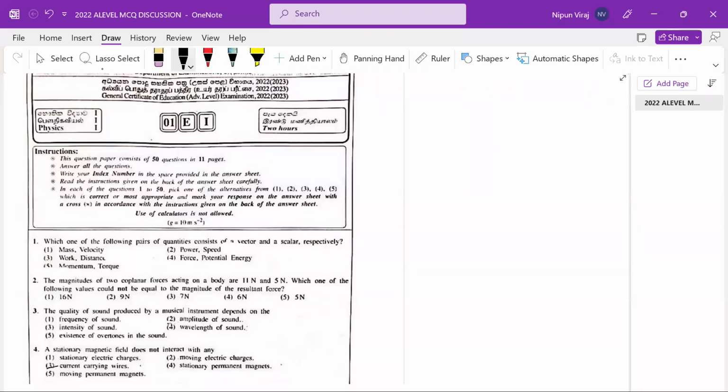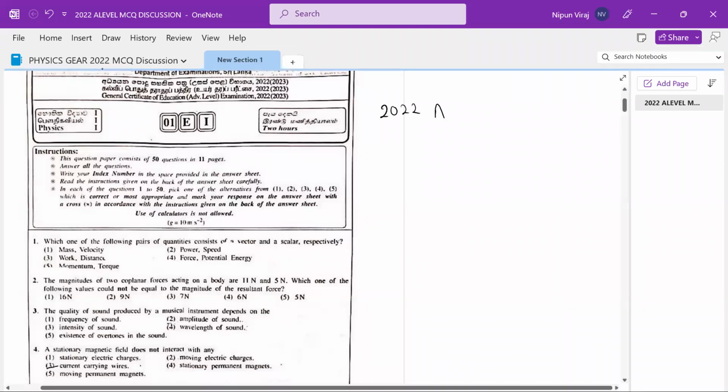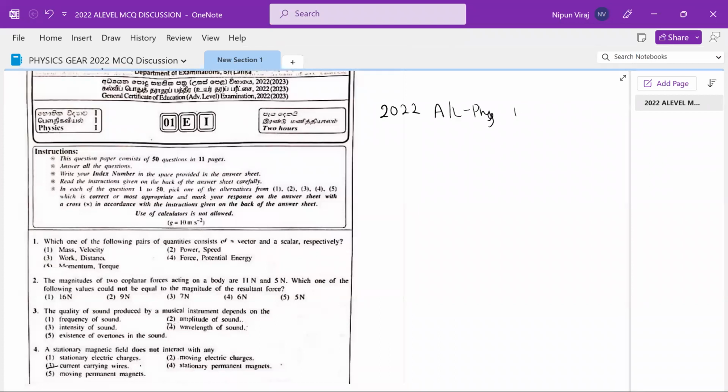Okay, so first of all, in this 2022 advanced level physics paper, we are going to discuss the first 10 MCQs in this video. The other MCQs, 10 by 10, will be provided in the upcoming videos. So let's look at the first question straight away.